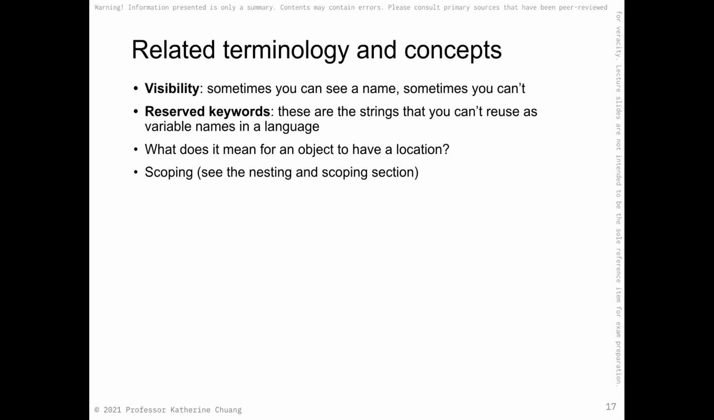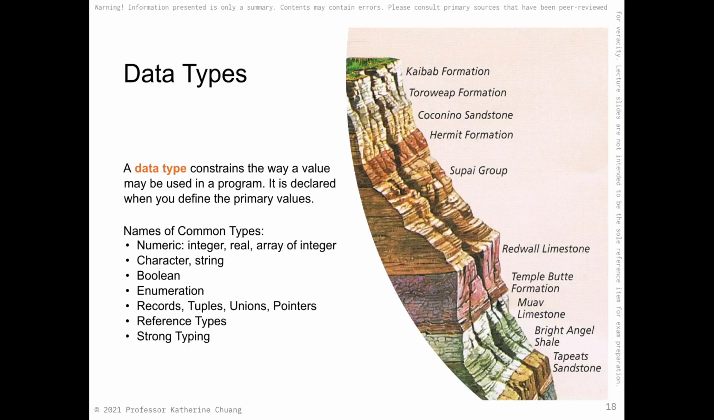Some more terminology. You might see the word visibility, which goes to the concept of whether you can see a name or not. There's reserved keywords. I think you've seen this before in programming languages. It just means these are words that you should not use as names for new variables. Then you also want to think about the scoping. So for instance, where is that value, that variable allowed to be used? The name, is it local, is it global, and so on.